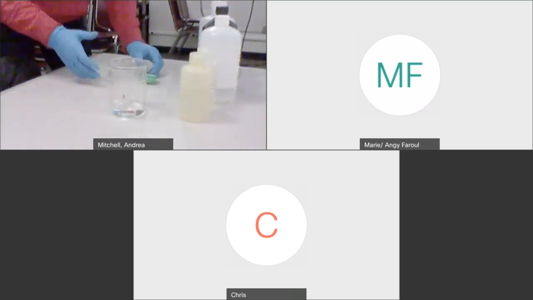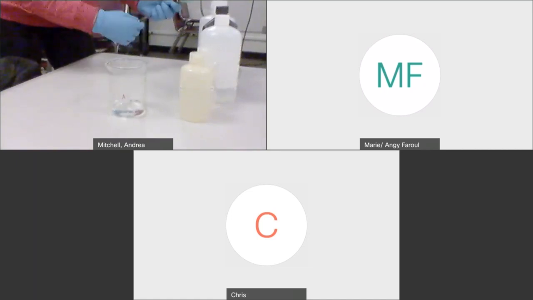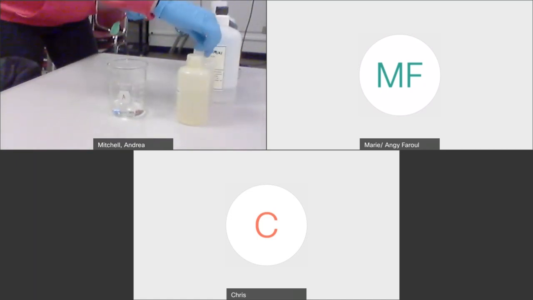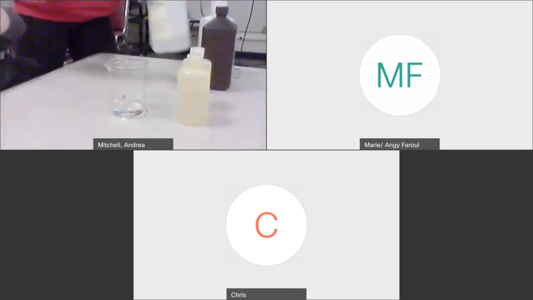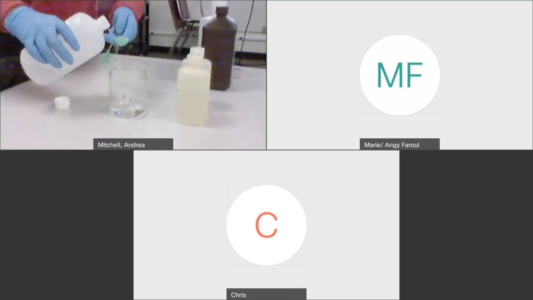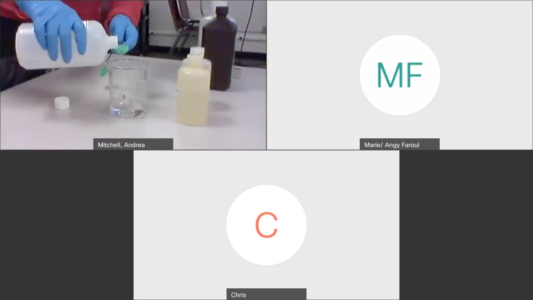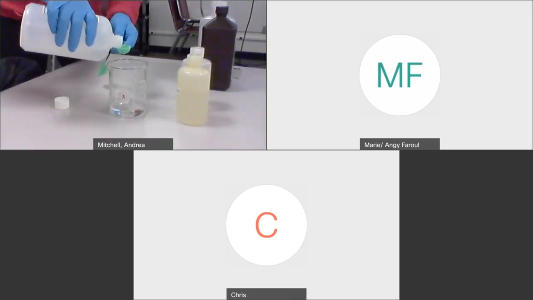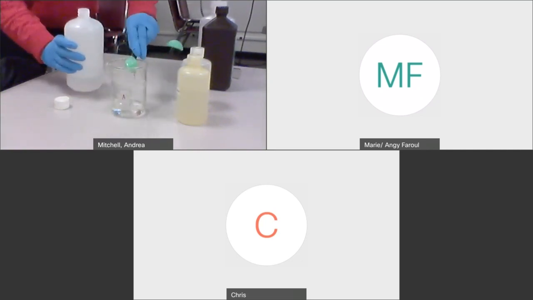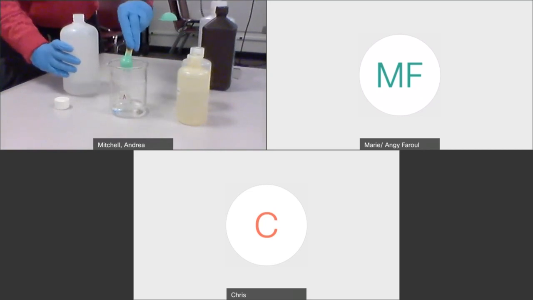Next up, we have glycerol to moisturize our hands because of the alcohol. Okay. And we're going to add 1/4 of a tablespoon of glycerol. Clean pour.